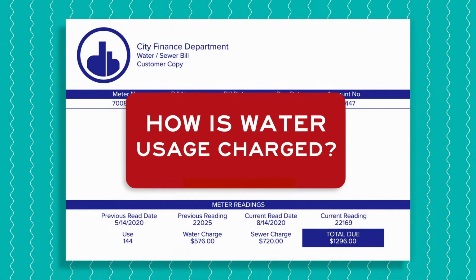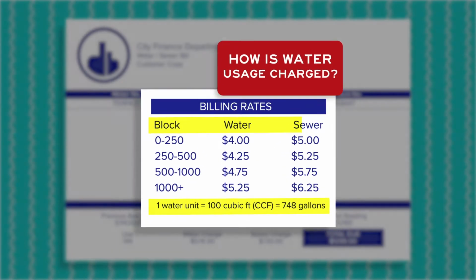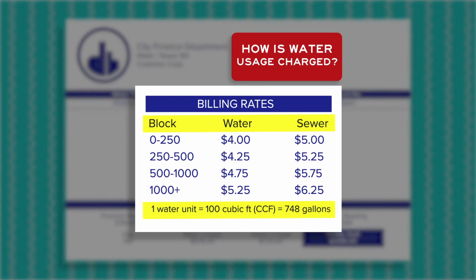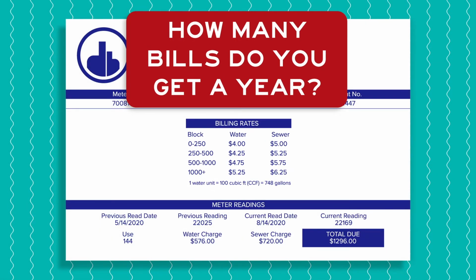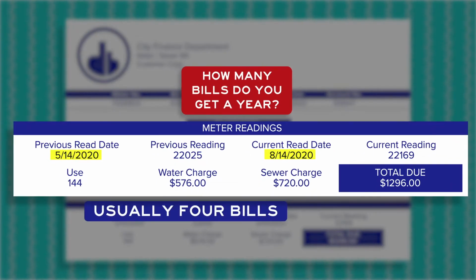How is water usage charged? Every city and town in Massachusetts sets their own water and sewer rates. Some cities use flat rates. In others, the price rises as you use more. How many bills do you get a year? Usually 4 bills, but some cities like Boston bill every month.